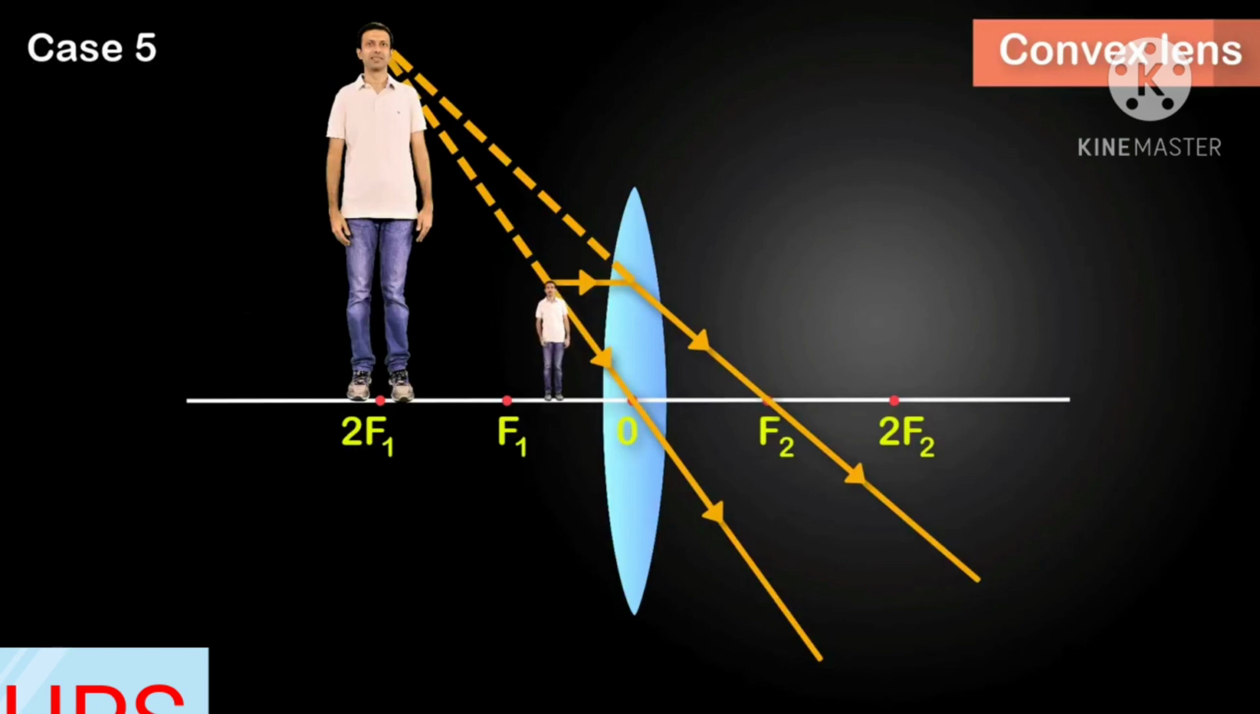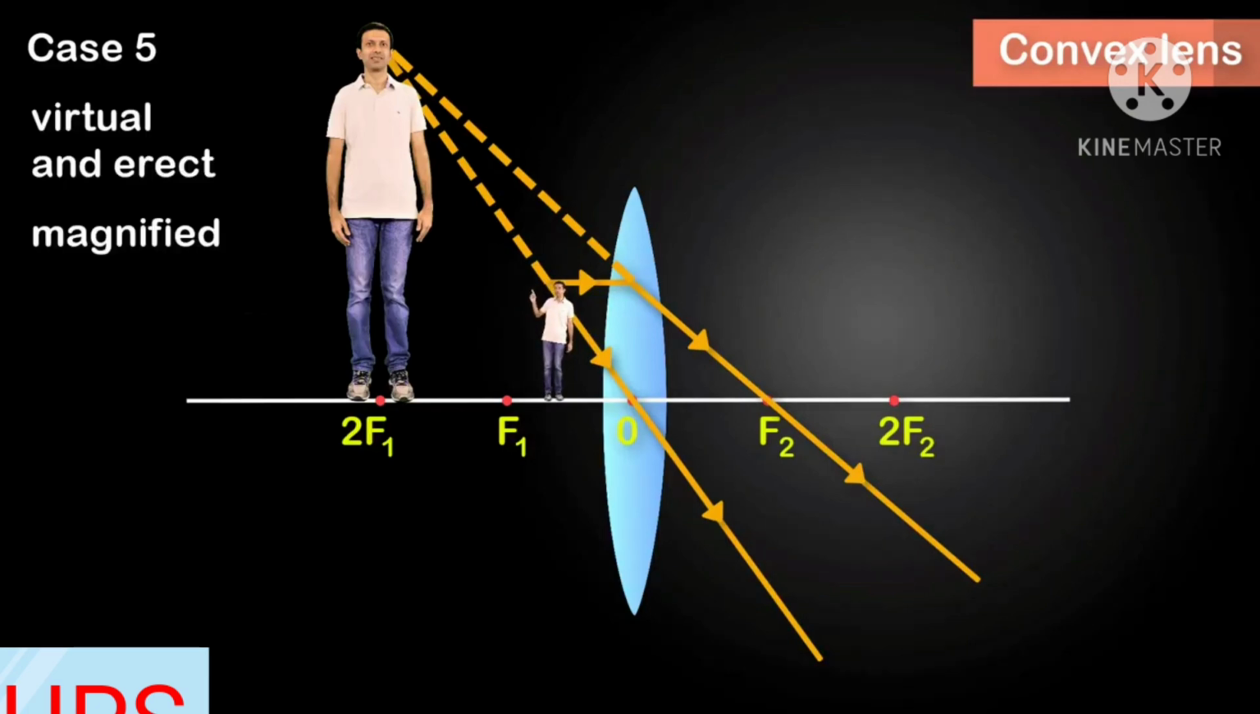So what are the properties of the image? The image is virtual and erect, it's magnified, and it's formed behind the object. Do you know a use of a convex lens for this case? That's right, it's used as a magnifying glass.